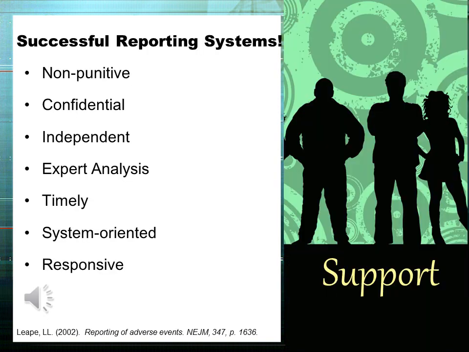Therefore, a successful reporting system is non-punitive, meaning people are not punished after reporting an error. The reporting system also provides confidentiality. It's also independent. This means that even if you are not involved in a medication error directly, but you're aware of it, you can still independently report that the error occurred. It also means that the error is reviewed independently by experts in medication safety.